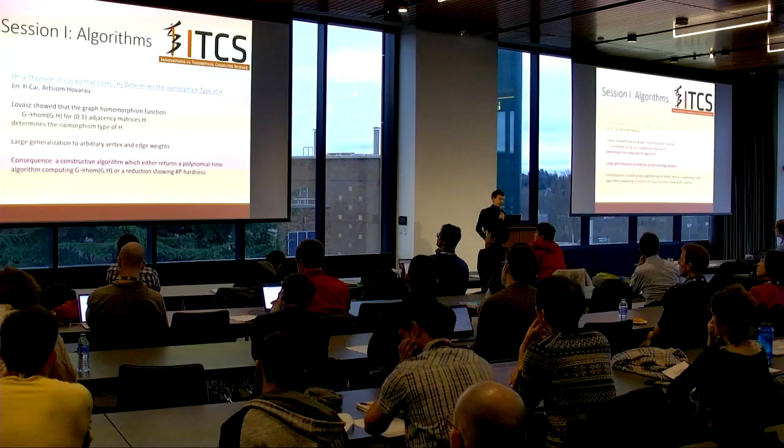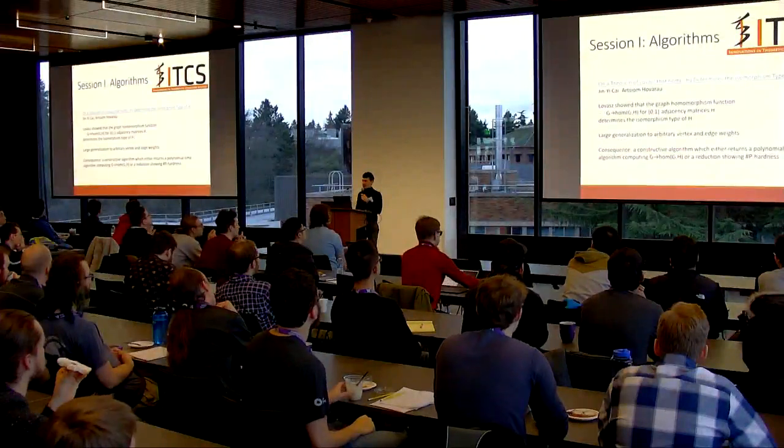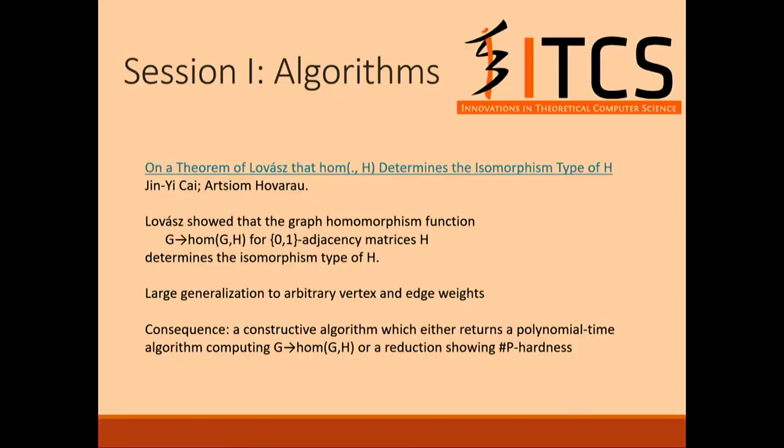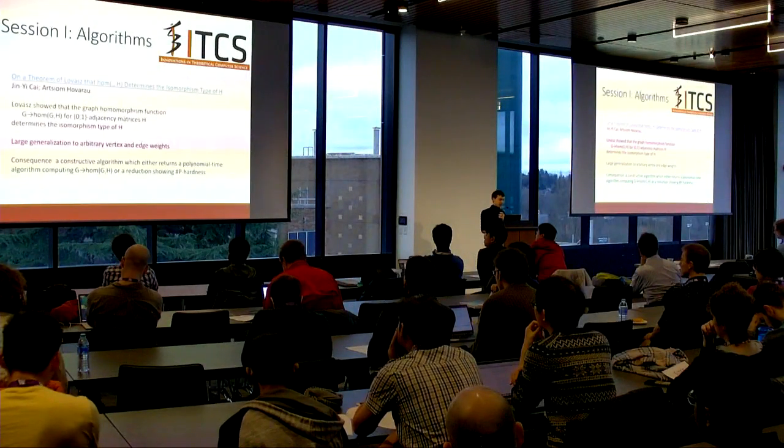Then we have a very nice result by Cai and Govorov that revisits an old theorem by Lovász from the 60s that shows that the function that's up there characterizes the isomorphism type of the graph H, that's a fixed graph H there. They generalize this to not only regular graphs, but graphs that have weights on the vertices and the edges. And they also give a simpler proof of Lovász's result. One of the nice consequences of their generalization is that it allows them to obtain constructive algorithms, as a consequence of having a simpler reduction or proof of the result.